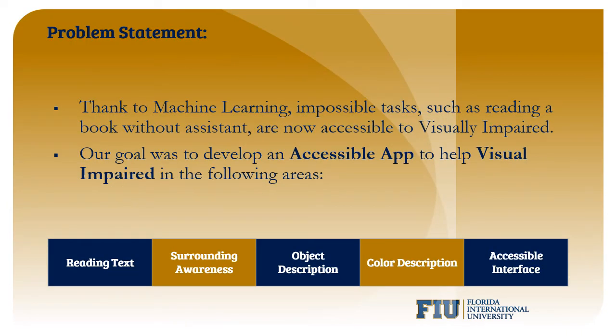So let's start with the problem. Thanks to machine learning and specific APIs using machine learning, possible tasks such as reading a book without assistance for visually impaired people are now actually possible. So our goal was to develop an accessible app to help visually impaired users in the following areas. So anything from reading text to their surrounding awareness, to object description, to color description, as well as making sure that it had an accessible interface that was easy to use.